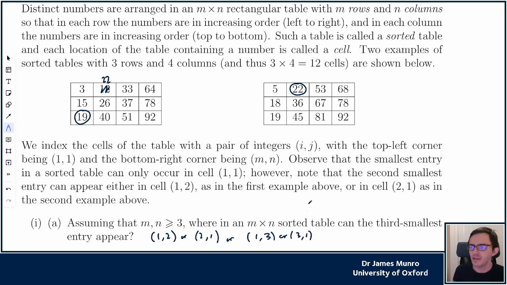It can't be any further down, because then it would be bigger than all of the things above it. It can't be any further right, because then it would be bigger than all the things to the left of it. And it can't be in 2, 2, because then it would be bigger than 3 other things. Bigger than this thing to its left, because the rows are sorted.